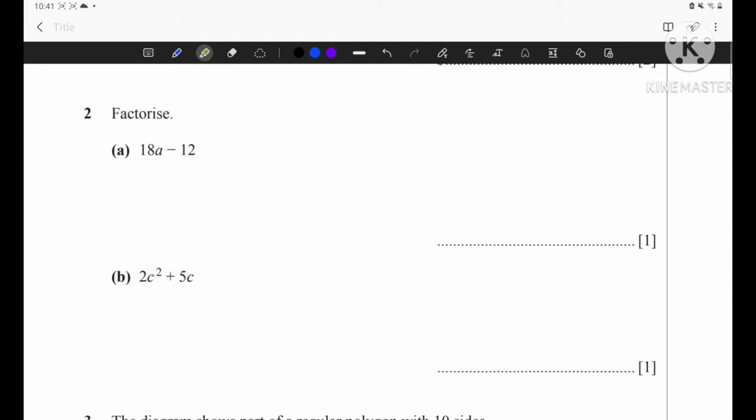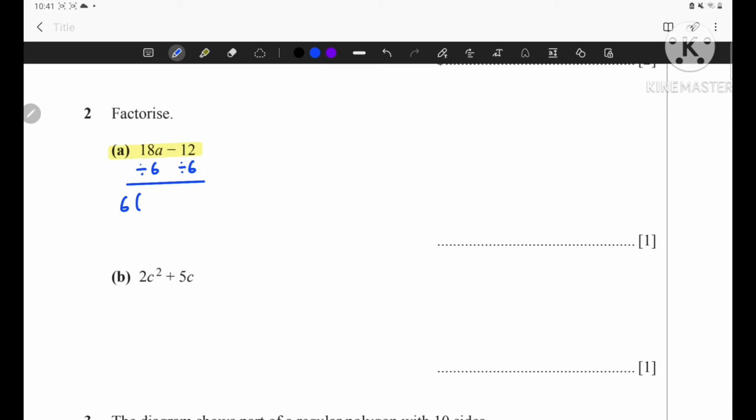Factorize. The first thing we need to identify when factorizing is the common relation between terms in the expression. If we look at question 2a, 18a minus 12, we would notice that both terms have the factor of 6. With this in mind, we can divide both of these by 6 and have the number 6 outside of the bracket or outside of the expression.